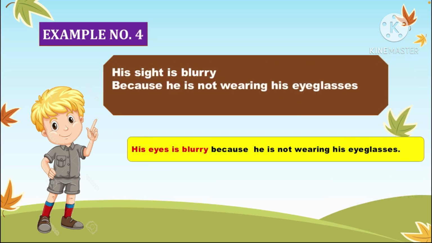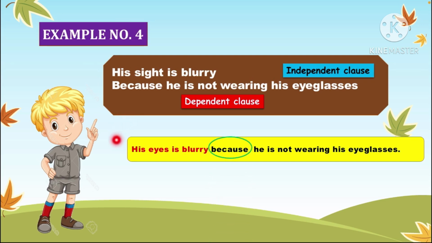Next, his sight is blurry because he is not wearing his eyeglasses. His sight is blurry, is it a dependent or independent clause? Independent clause because it can be formed as a simple sentence, while the dependent clause is because he is not wearing his eyeglasses. It is a dependent clause and it has the subordinating conjunction because at the beginning of the phrase.